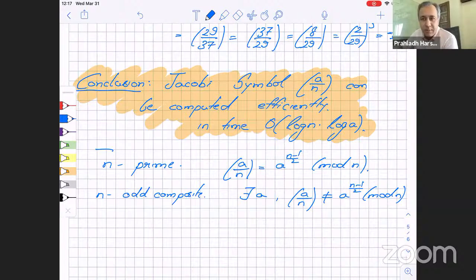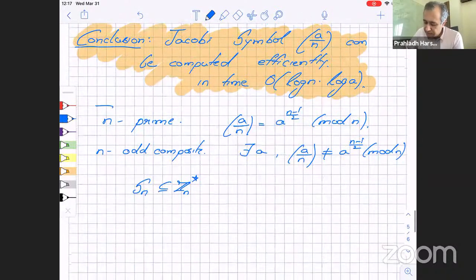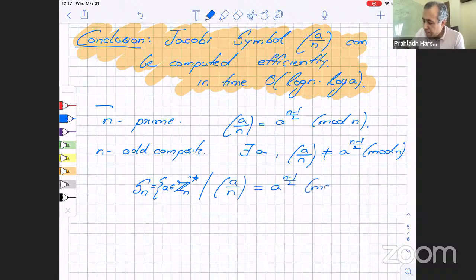I'll show this depending on how much time we have. I'll show this towards the end of the lecture, but let's just keep this. If n is an odd composite, you can define Sn, which is a subset of Zn star, in the following way. Sn is the set of all a in Zn star such that a by n is equal to a power (n minus 1) by 2 mod n.